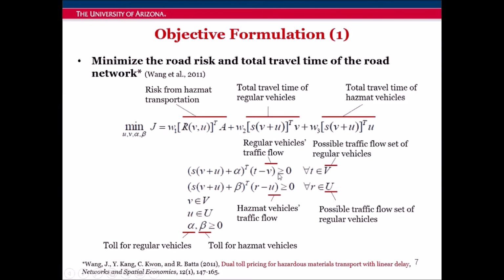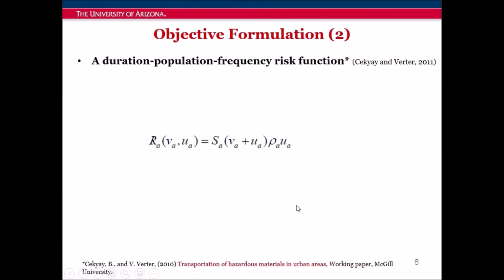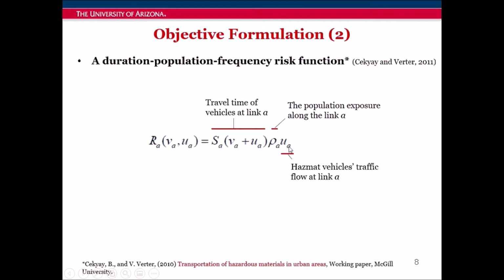They control the traffic flow of each roadway. We also have a population risk function to measure the risk of the hazmat transportation. So we consider the travel time and population exposure along the link, the roadway, and the traffic flow at a certain link. So we have three variables basically.